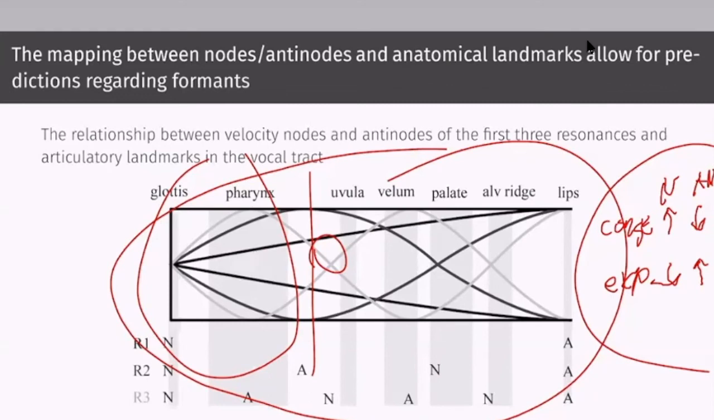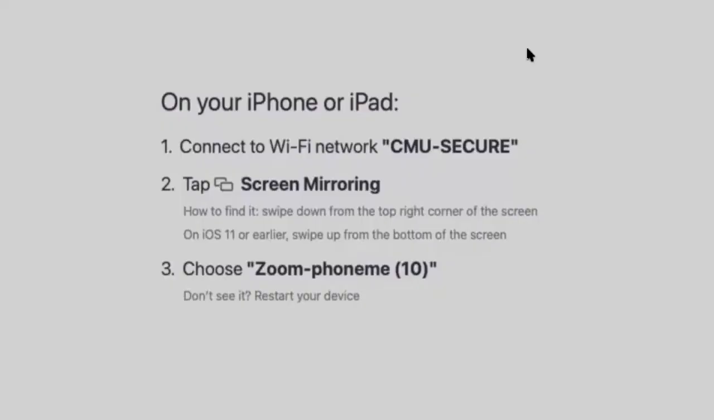Okay, so what happens to this harmonic near R1? Suddenly, something changes.